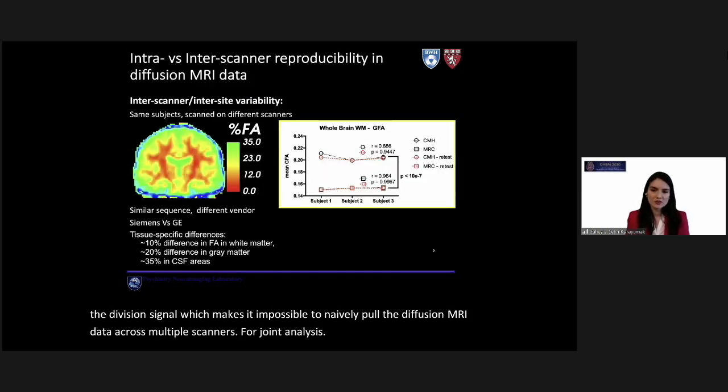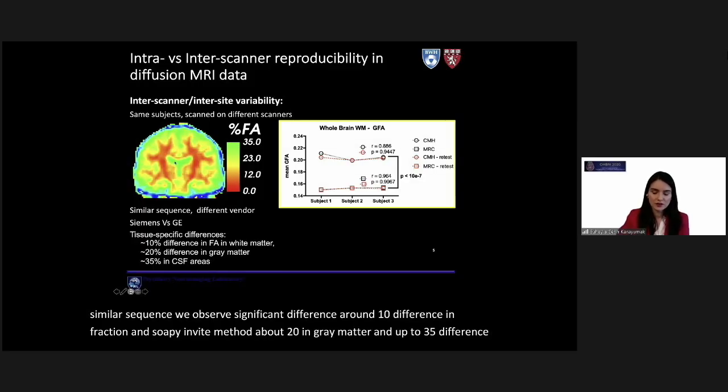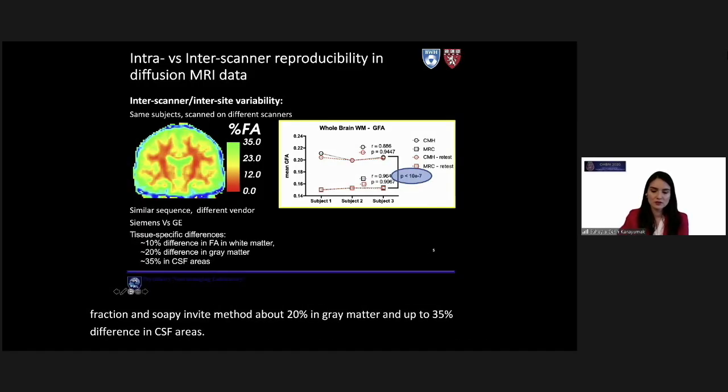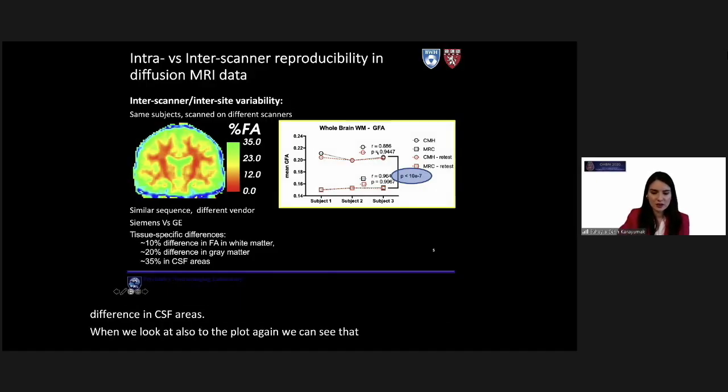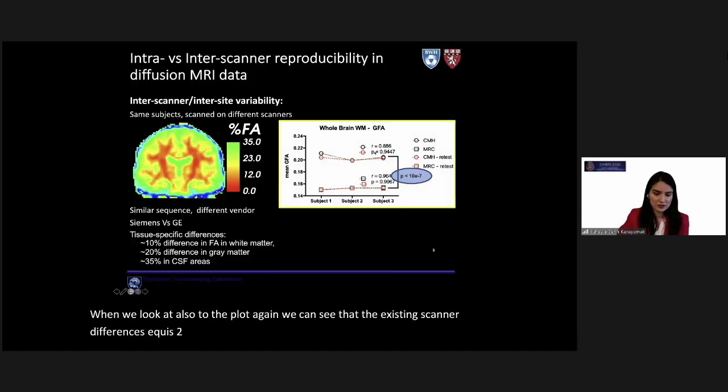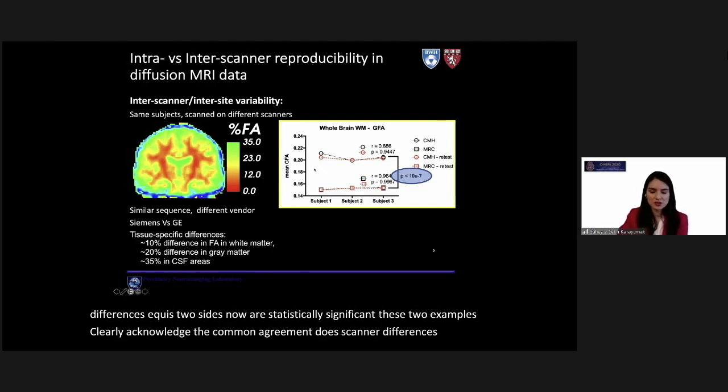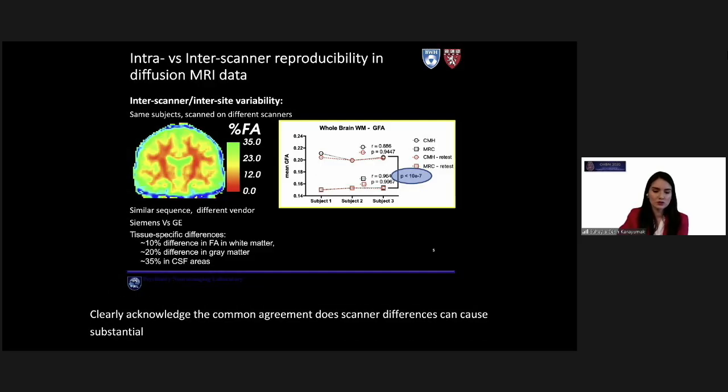For example, when the same subject is scanned across two different scanners with a similar sequence, we observe a significant difference: around 10% difference in fractional anisotropy in white matter, about 20% in gray matter, and up to 35% difference in CSF areas. When we look at the plot again, we can see that the scanner differences across two sites now are statistically significant. These two examples clearly acknowledge the common agreement that scanner differences can cause substantial and significant unwanted effects on the diffusion signal.